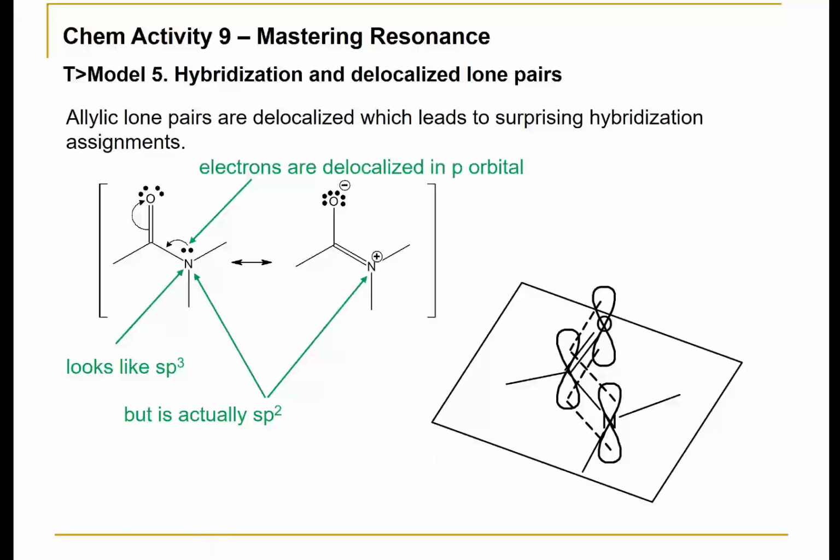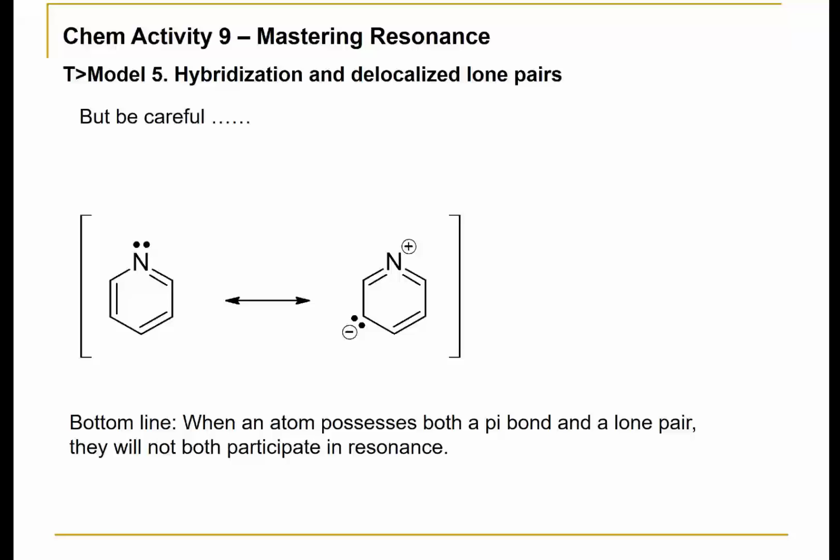But there's one last point that I'd like to highlight. Be careful. Sometimes we'll see a lone pair of electrons such as the one next to the nitrogen here. Now this nitrogen is indeed sp2 hybridized, but it's already making a pi bond between this nitrogen and the carbon. These electrons are not delocalized. These electrons are what we would say is being localized, and therefore there isn't actually a second resonance form here.